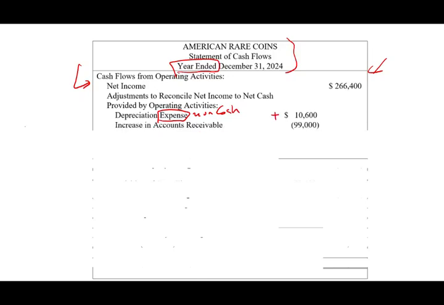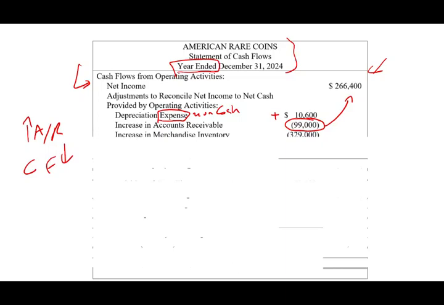Then accounts receivable went up. When accounts receivable goes up, your cash flow goes down. It means you sold on account, but you did not receive 99,000. Therefore, you reduce the 99,000 from your net income because your accounts receivable went up. The opposite would have been true: if your accounts receivable went down, your cash flow would have gone up. It means you collected more cash than what you sold. Everything's going to go up because this is the first year.